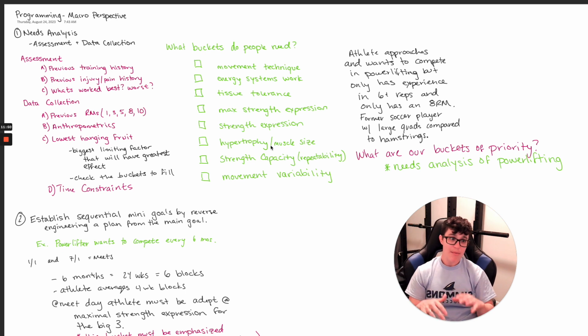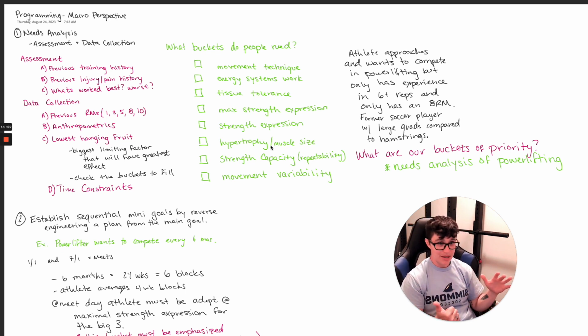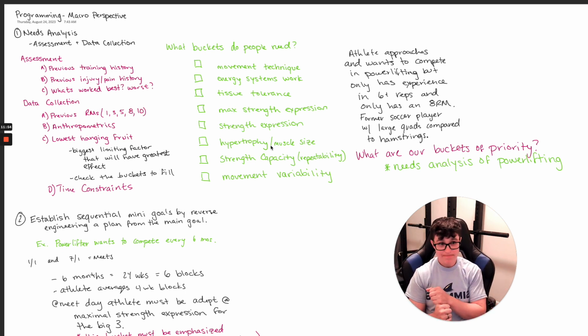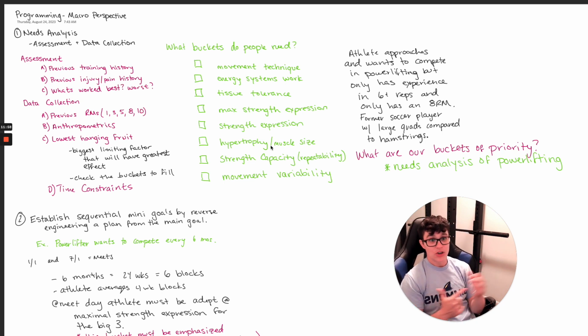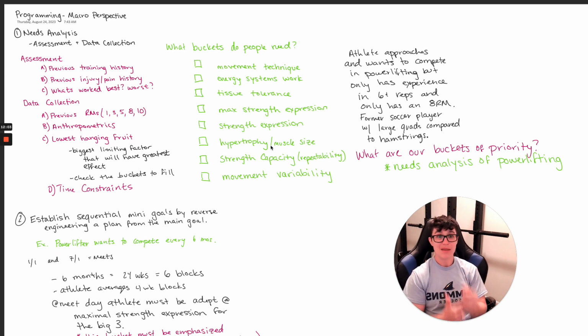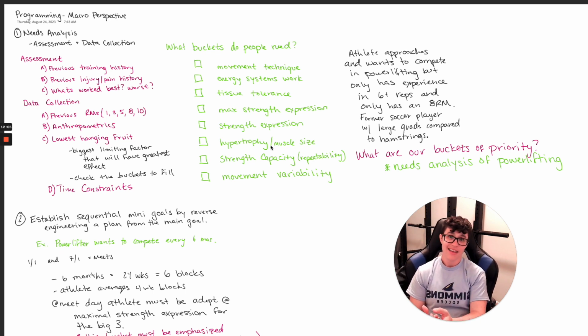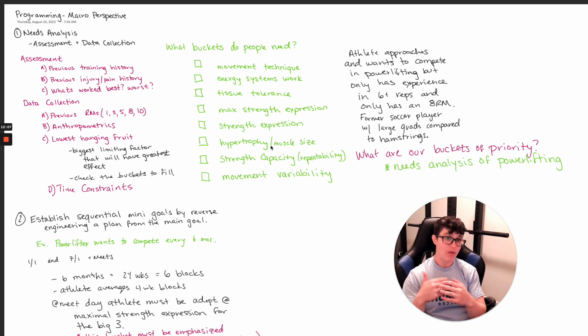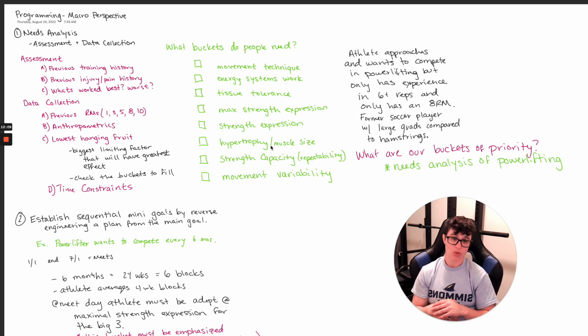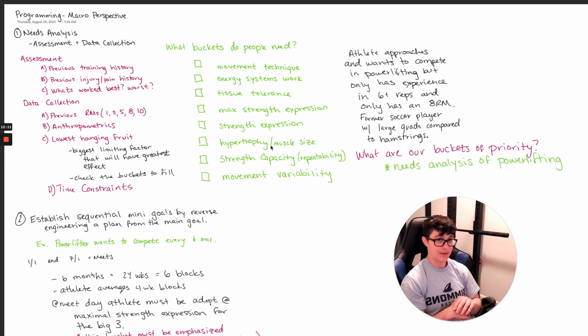So right away, my buckets of priority are certainly going to be hypertrophy of the hamstrings. It's going to be strength expression, and then likely strength capacity, their ability to repeat that strength. And then I would probably want to add in some of that energy systems work for that anaerobic capacity.